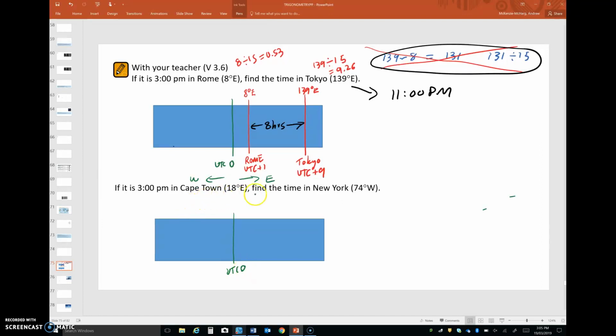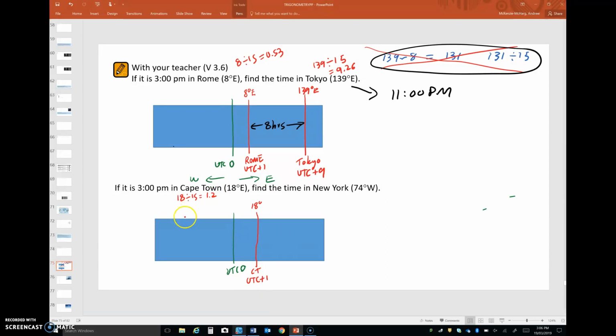Okay, this time we've got Cape Town 18 degrees to the east. There's Cape Town. I'll just put CT for Cape Town. Okay, and when we do 18 divide 15, we get 1.2. So that rounds to 1. So UTC plus 1 for Cape Town.